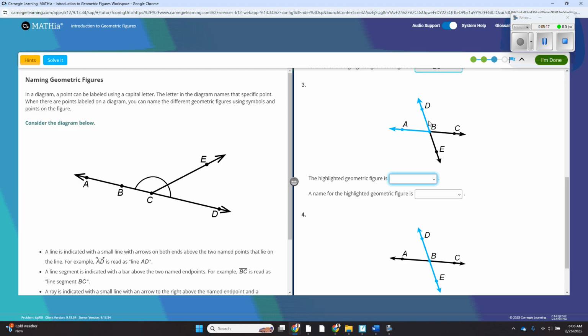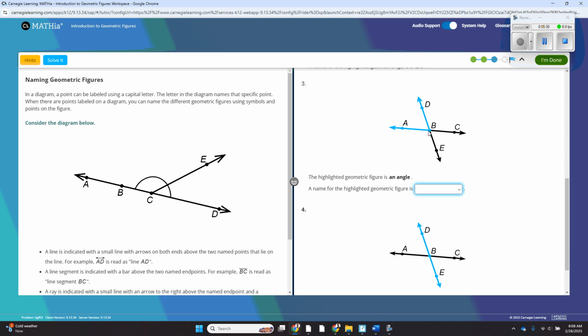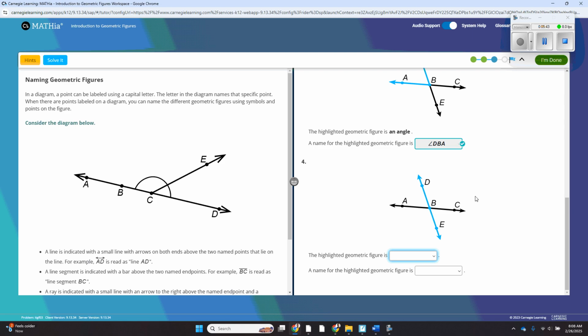When there's 2 rays that are connected at an endpoint, this is called an angle. And it says name for this highlighted figure. This is going to be angle. You have to use 3 letters, and the B, the middle one, is the vertex. That has to be in our middle letter. So it's either going to be A, B, D, or you could say it backwards, D, B, A. But that angle symbol also has to be in front. So it looks like they did DBA with the angle symbol in front here. So they were correct.